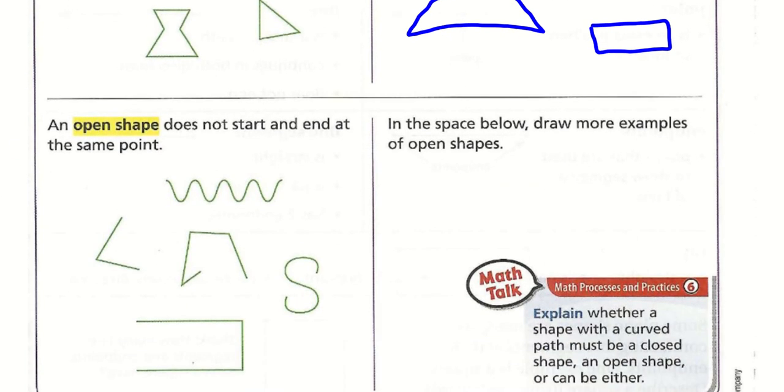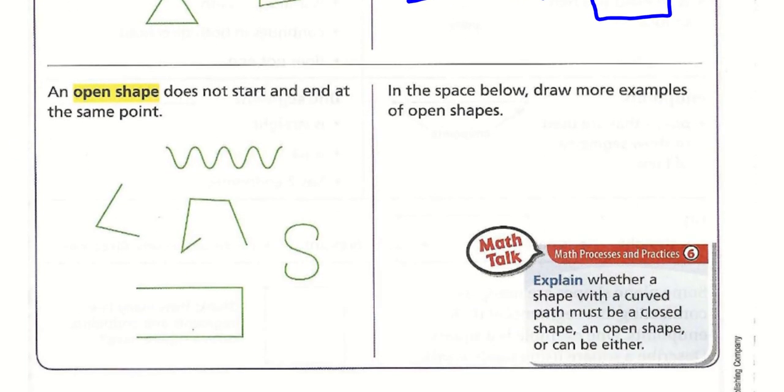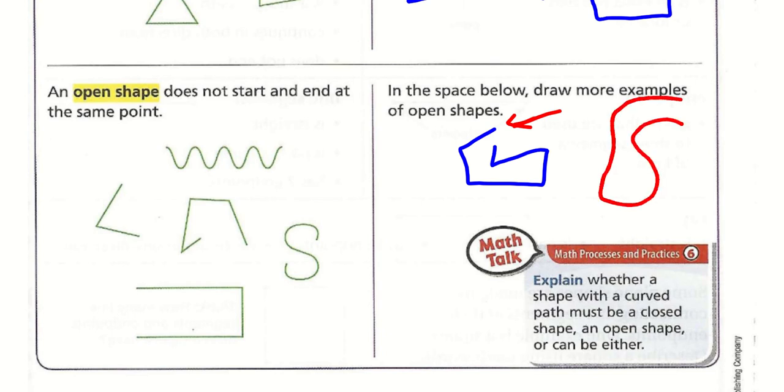Okay, down here is where it says an open shape does not start and stop at the same point. If you look at these, they're shapes, they're lines or drawings, but they're not closed. You can get into the shape. There's an opening. It says in the space below, draw more examples of open shapes. You could have a shape that's almost closed, but right here, you can see they didn't stop and start at the same spot. So you can tell that one is open. Same with this. There's an opening to get inside of it.